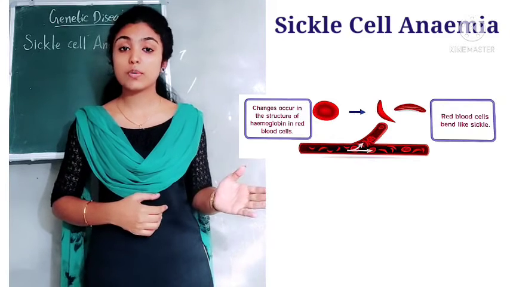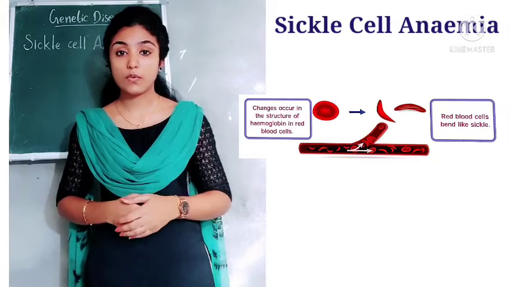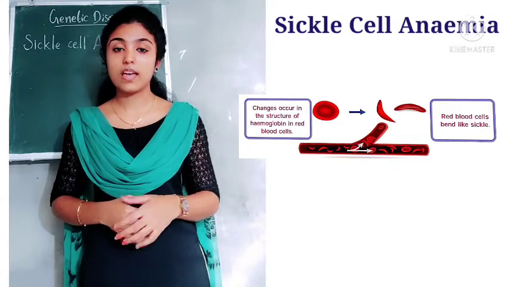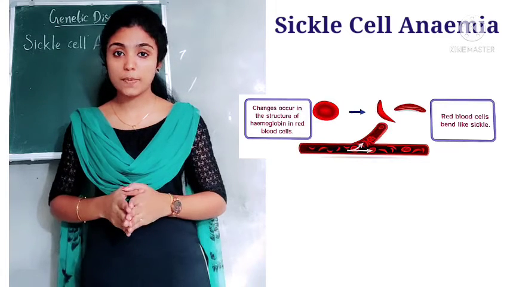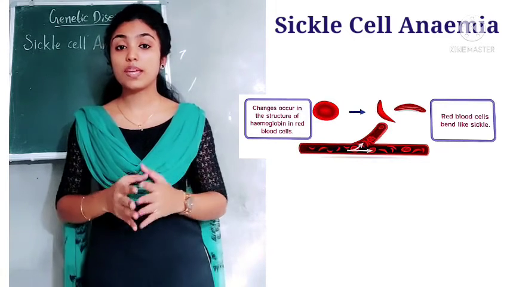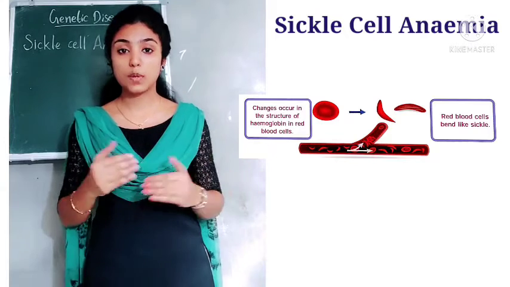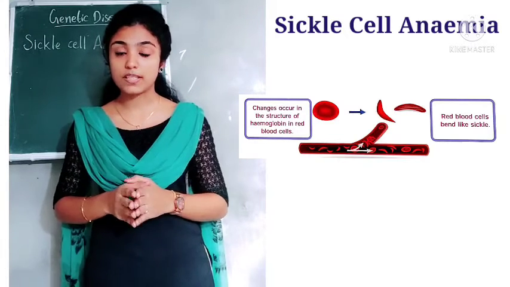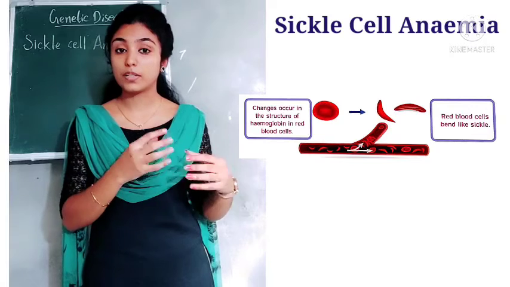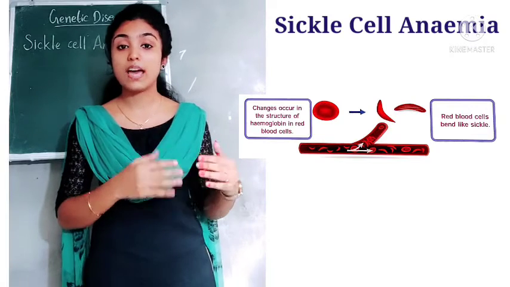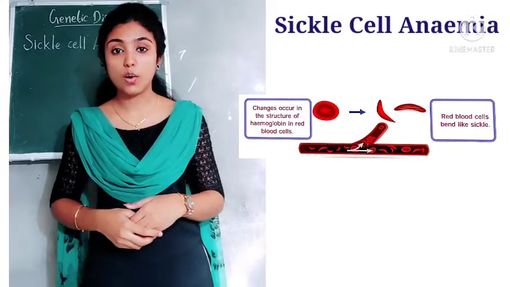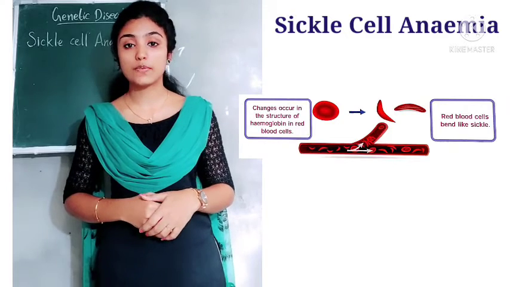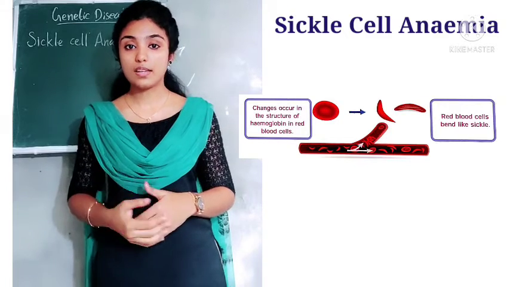In this picture you can see the normal shape of a red blood cell and a sickle shaped red blood cell. Because of this shape, it will not be able to carry oxygen properly, and also these sickle shaped RBCs get collected in a particular area of blood vessels, and this creates a block. So these are the problems associated with people suffering from sickle cell anemia.